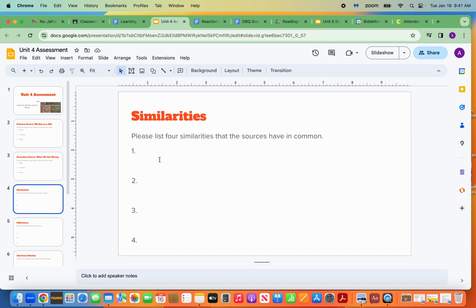Then I want you to take the 2 sources, the Reagan source and What We Got Wrong, and think of 4 things that they have in common. And then what are the 4 things that are different about them?